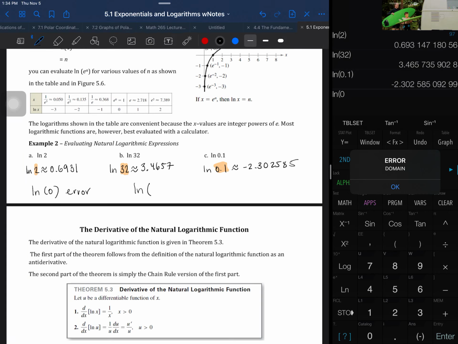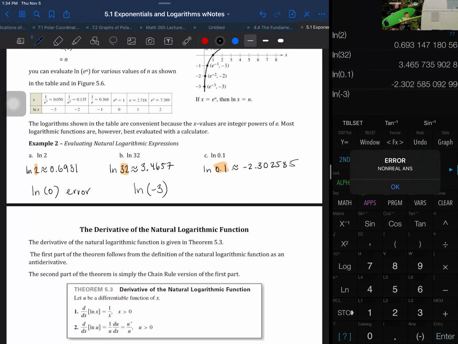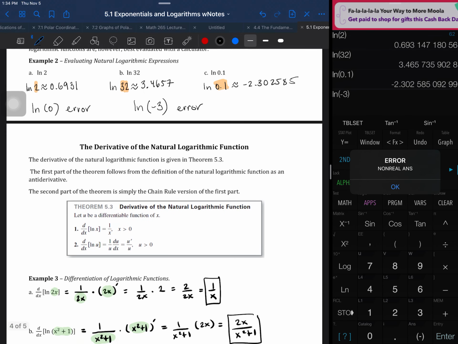What about a negative number? If you try to evaluate the logarithm of a negative number, we also get an error because it's outside the domain. So we can see here we can use the calculator to help us express or find specific values of logarithms when we cannot use logarithm properties.